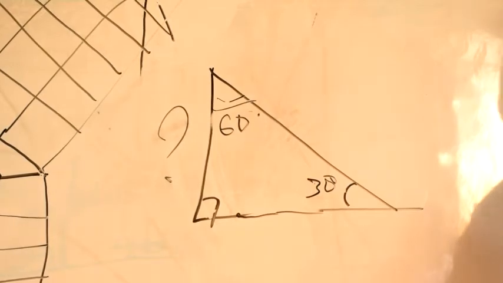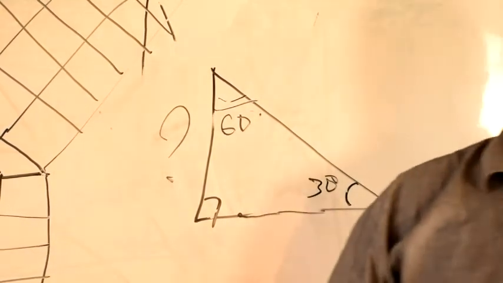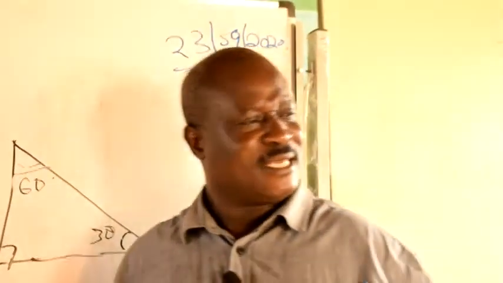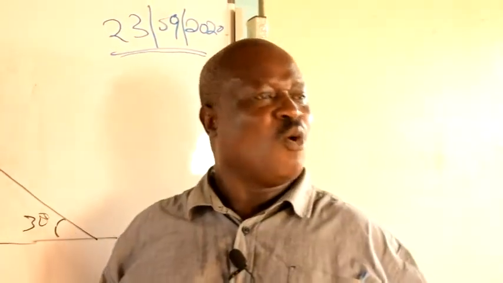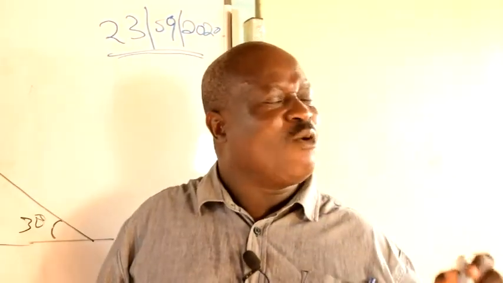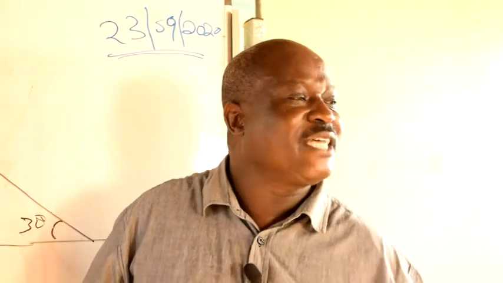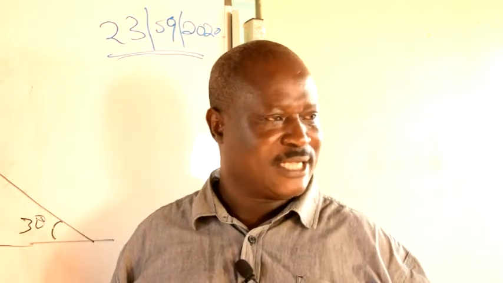But thanks to mathematicians, they developed something that today we want to just lay the ground for, such that in life, if you come across a right angle triangle whereby one angle is given and one side is given, and somebody is asking you to get the other sides, we want to learn what you can do in such a case.